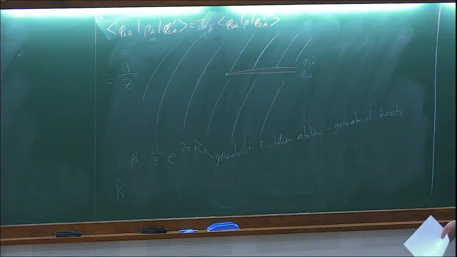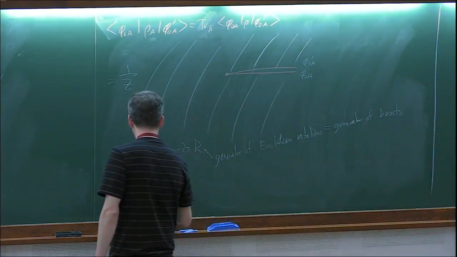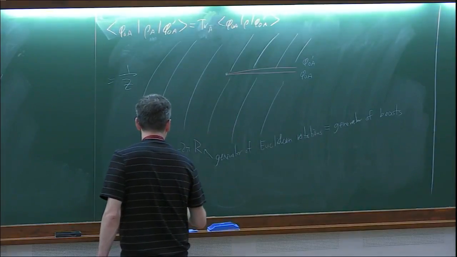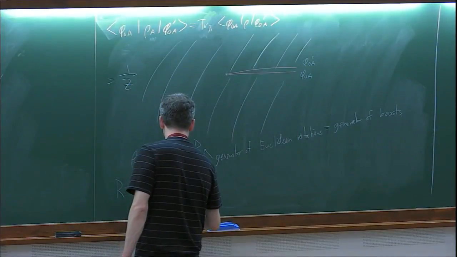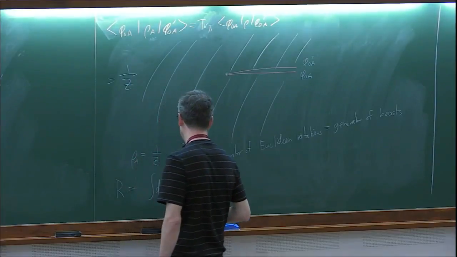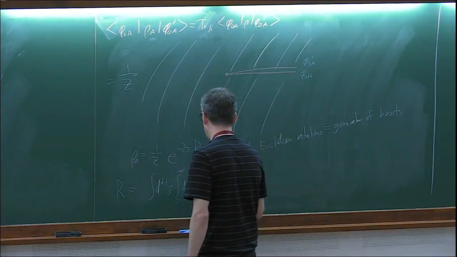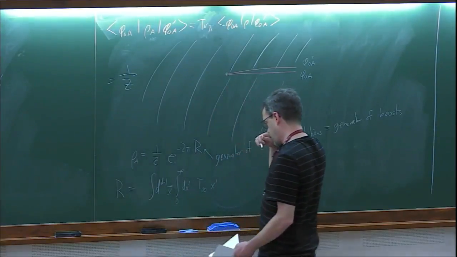Okay, so there's a formula for R, which is that it's the integral d^(d-1)x, and then the integral from 0 to infinity dx1, T00 times x1.